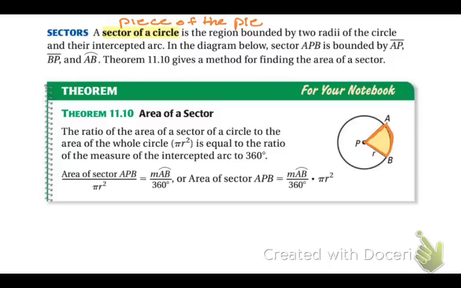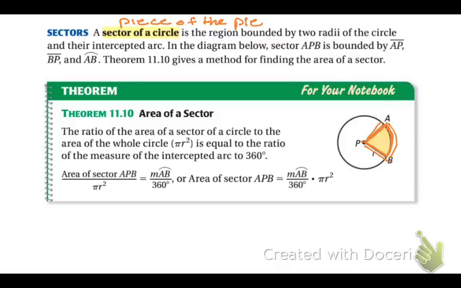along the edge of the pie pan. Okay, and in this diagram, sector APB is bounded by line AP and line PB and arc AB. So now we can find the area of a sector. We already know how to find the area of a circle, so we want to be able to find the area of a piece of the circle, or the sector.